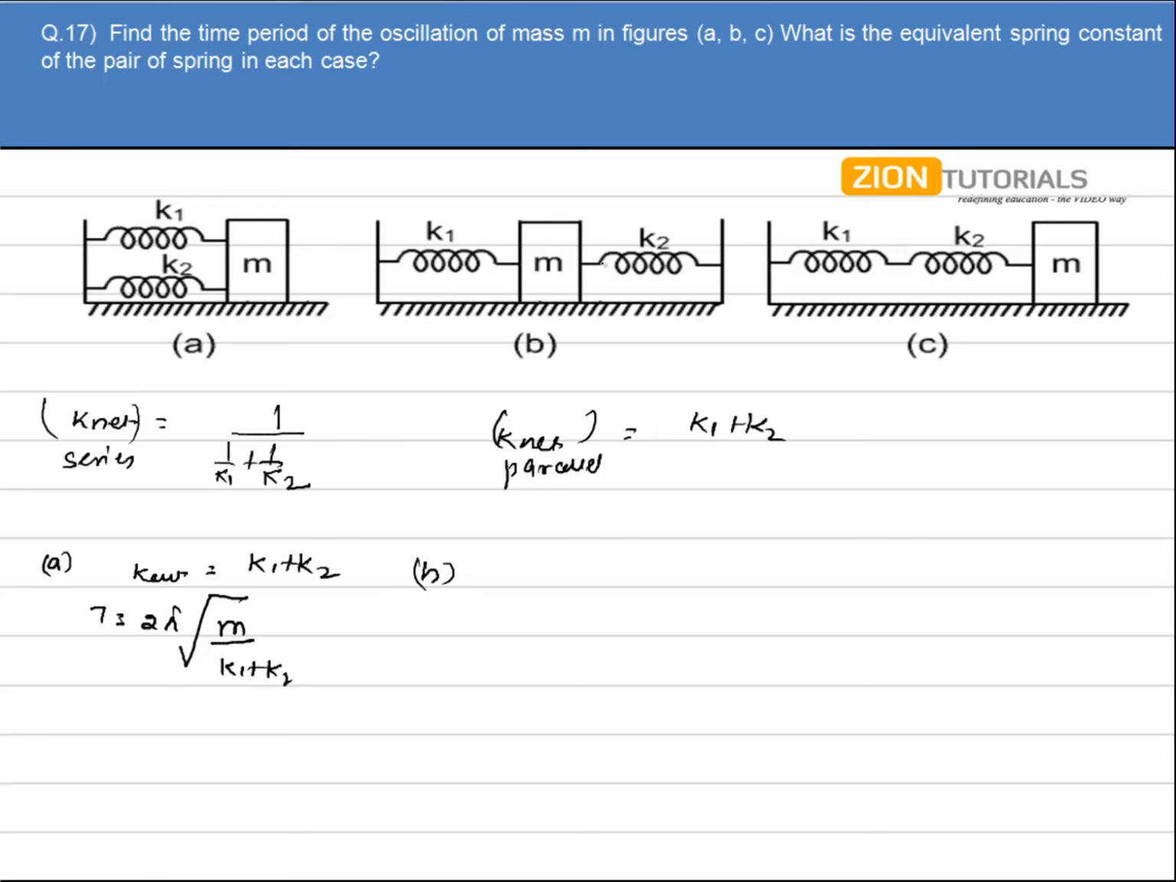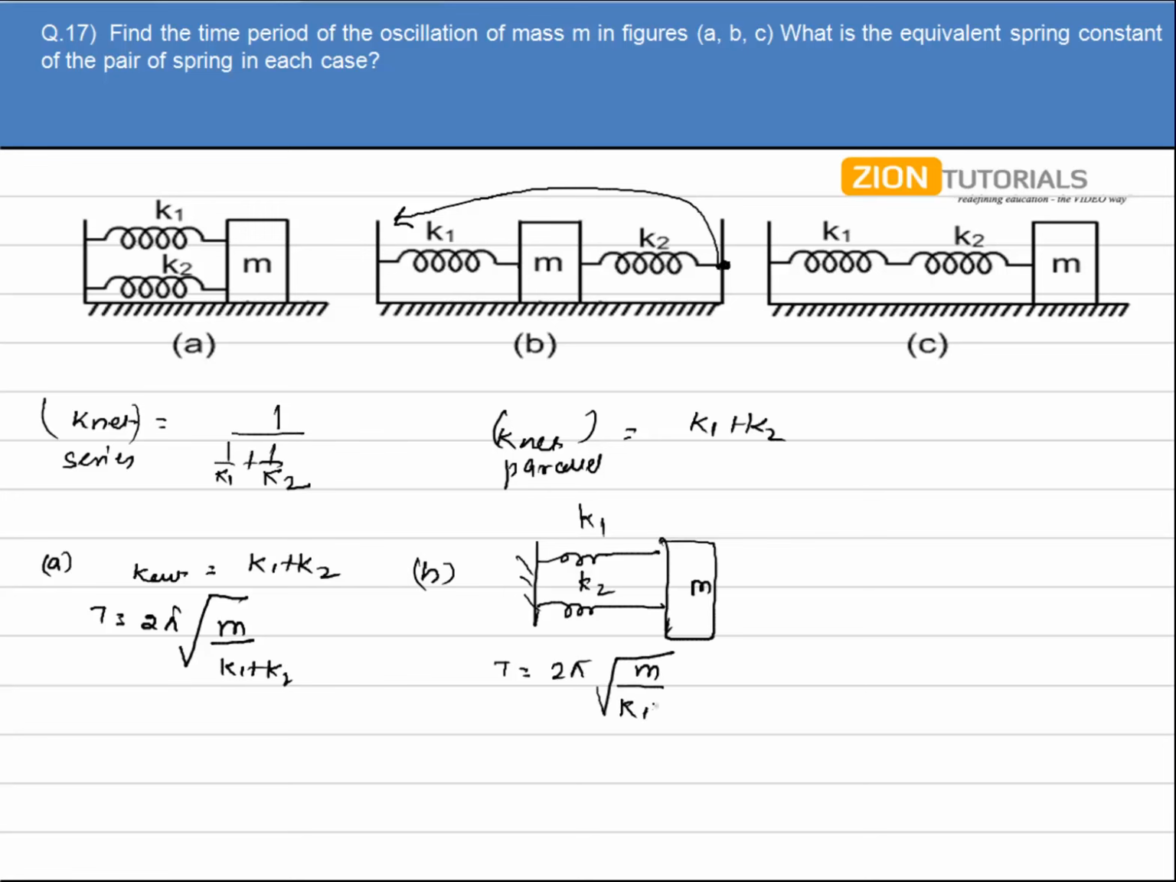In B part, this figure can be easily modified. You know why? Because this K1 and K2 are again in parallel. What I can do is I will disjoint the spring from over here and connect it at this very position. So my figure will become like a spring like this, another spring like this, and a mass m, K1, K2. This can be done when such a kind of figure is there. So K1 and K2 are again in parallel, so the time period will be again 2 pi under root of m by K1 plus K2.